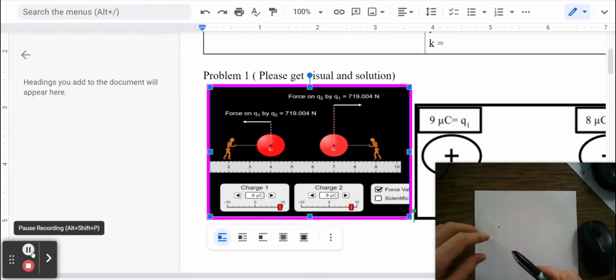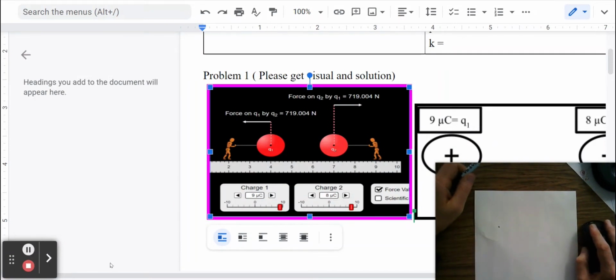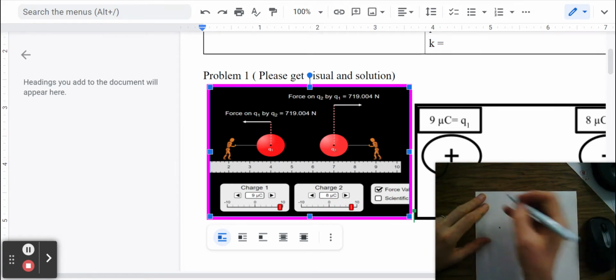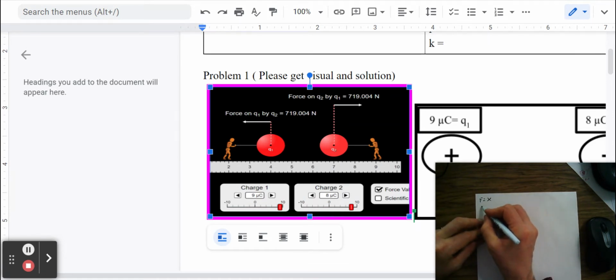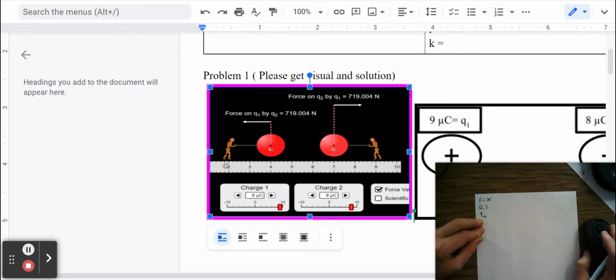And we're going to apply the four-step format to this problem. We're going to solve for F. So we should get an answer of 720. All right? The four-step format is info. F is equal to X. My Q1 and my Q2, they're right here.